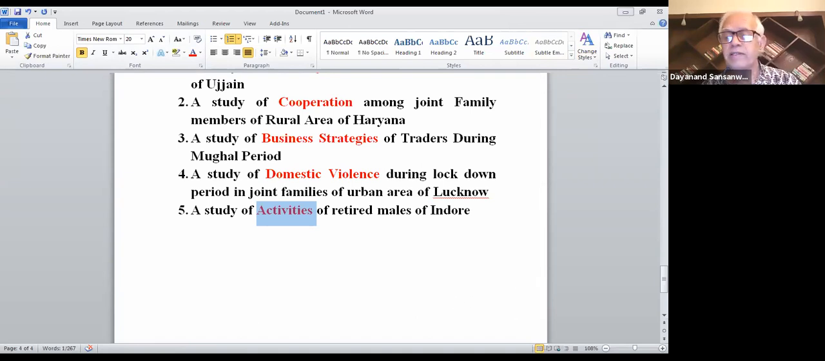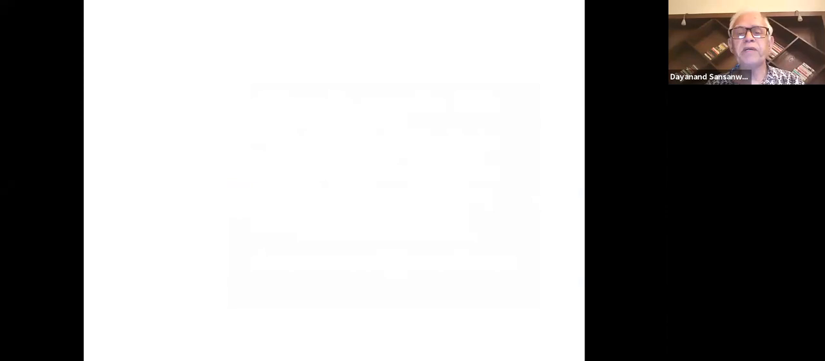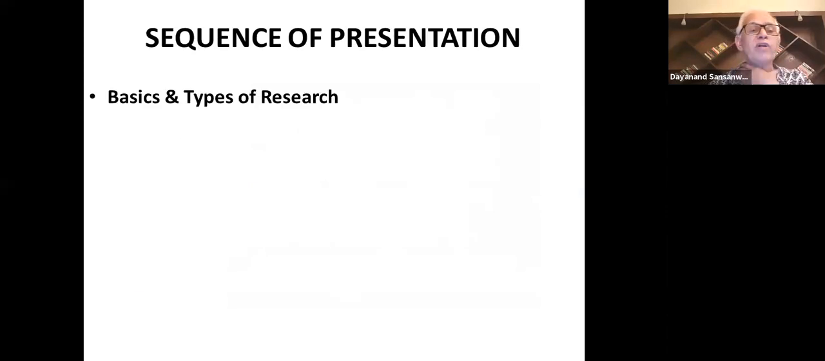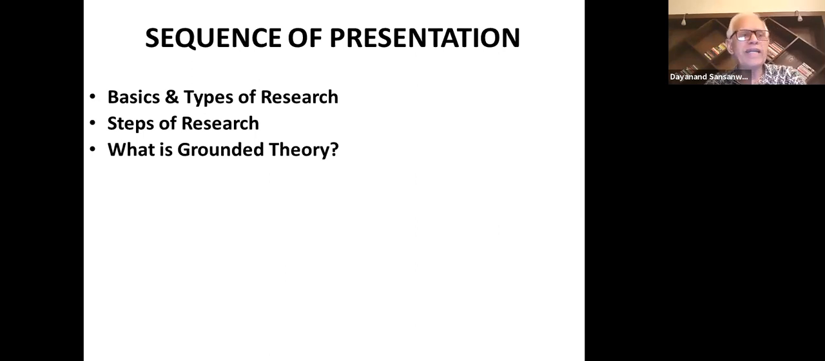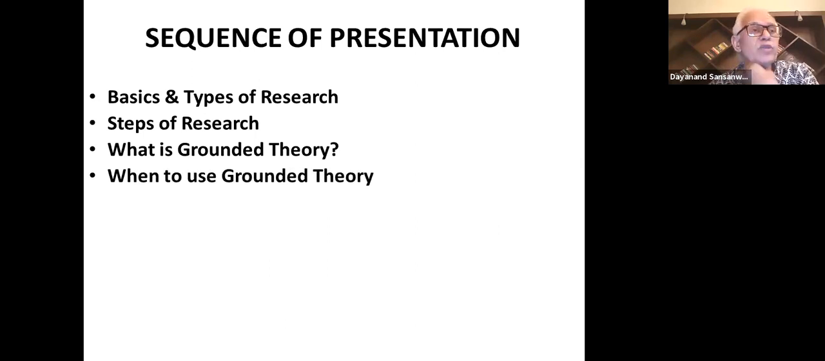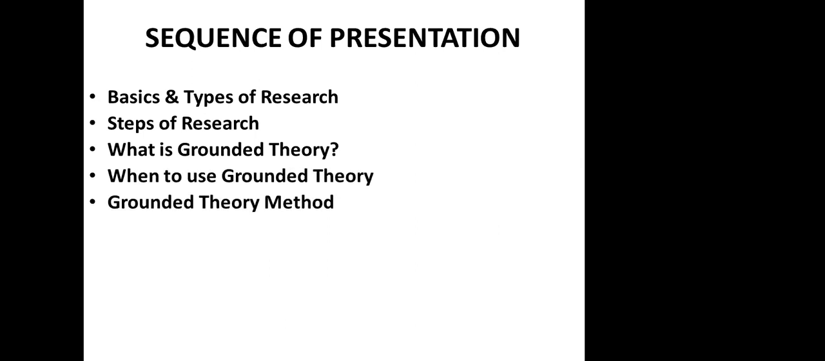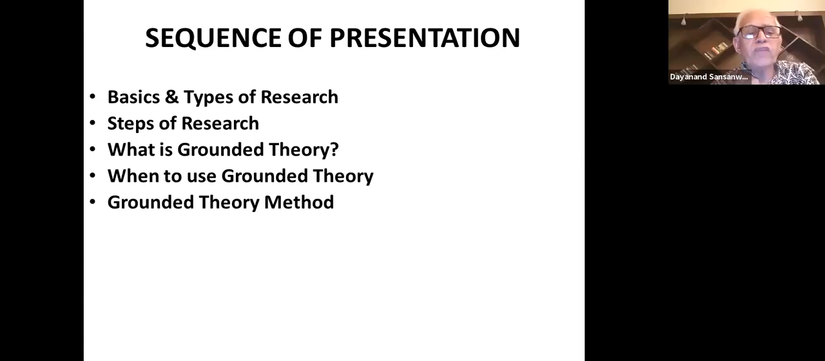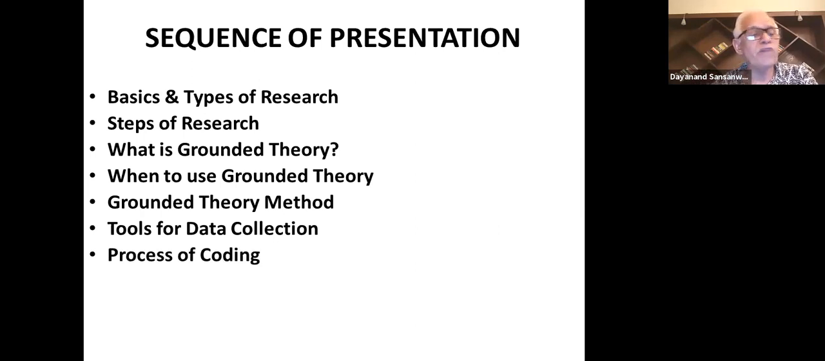Now I am just sharing my PPT with you. See, I have already talked about the basics and different types of research. I have talked about the steps of research. Now I will be talking about what exactly the grounded theory is. We must have a clear understanding of the grounded theory. Then when to use it, then the whole procedure of the grounded theory method, the tools which we use for collecting information which can be analyzed, then the process of coding.